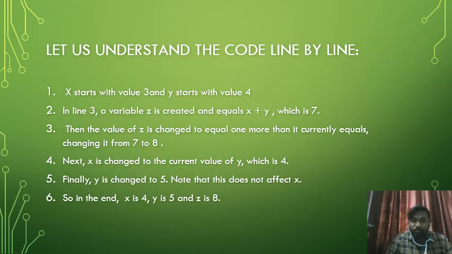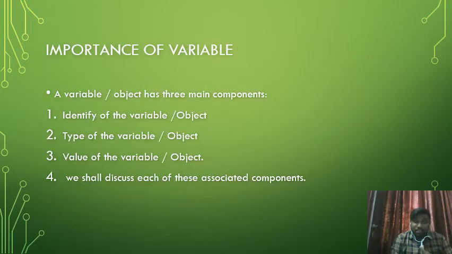Importance of variable. Why we are using the variable in the Python programming language. Not only in Python, but in C, C++, and Java also, variables are important. In each and every program, the variable is the important one, and only then will we get the output. So let's see one by one. The first is the identity of the variable or object. The second one is the type of the variable or object, and the third one is the value of the variable or object. According to these three categories, we are going to discuss now.